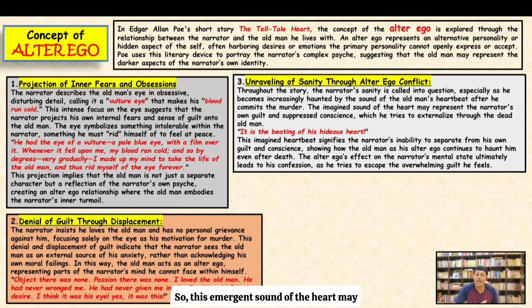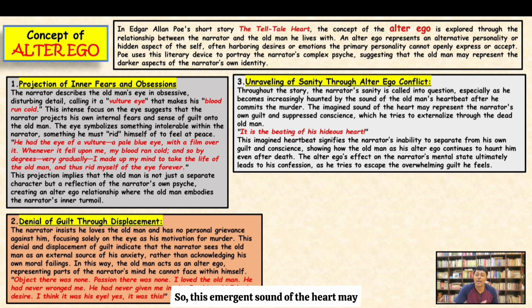More points on the symbol of the eye are these: the eye as a symbol of the unseen truth, and the eye as foreshadowing its role in the climax. The eye's function in the plot foreshadows the climax and contributes to the theme of inevitable guilt. His obsession goes to the point where he justifies murder to rid himself of this eye. "It was impossible to say how first the idea entered my brain, but once conceived, it haunted me day and night."